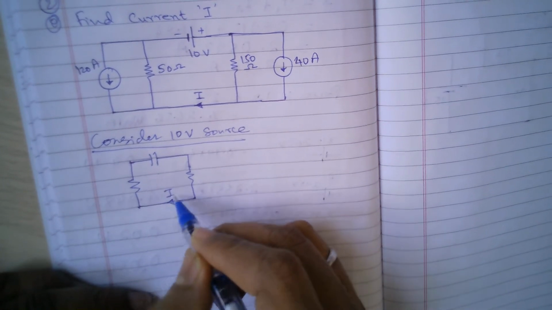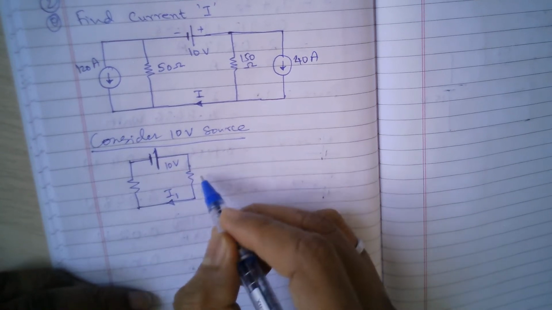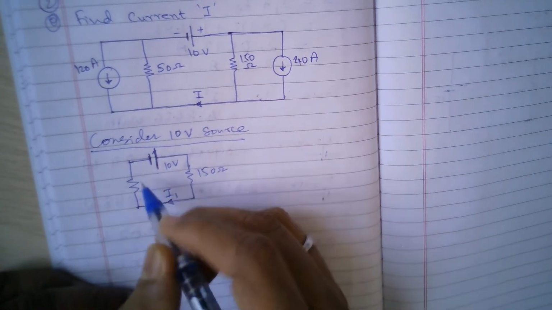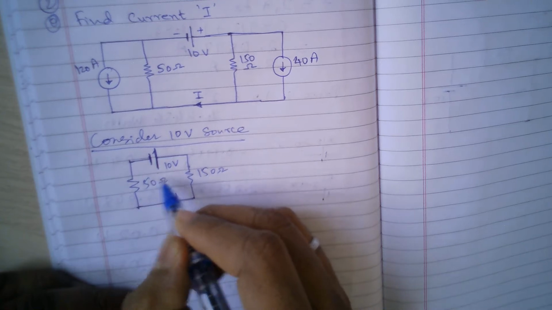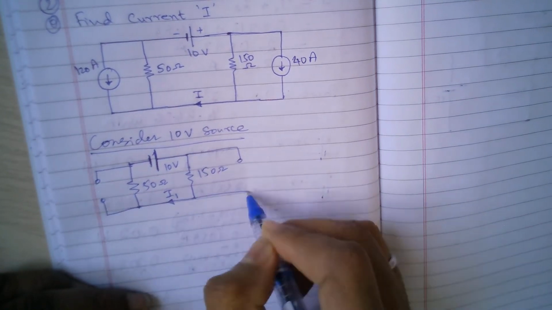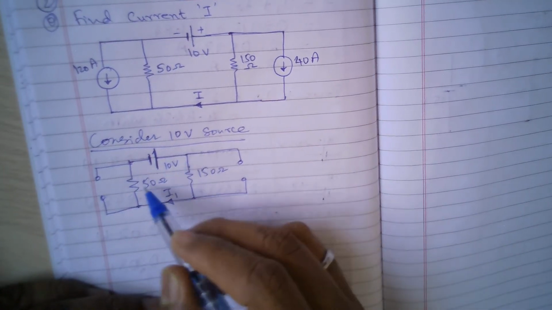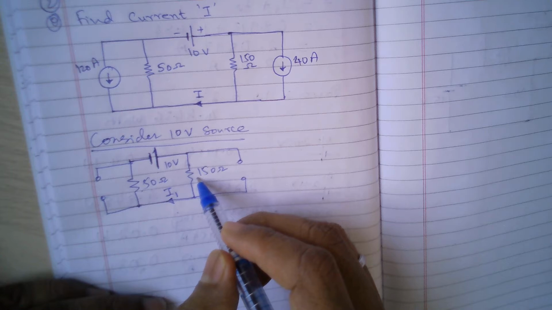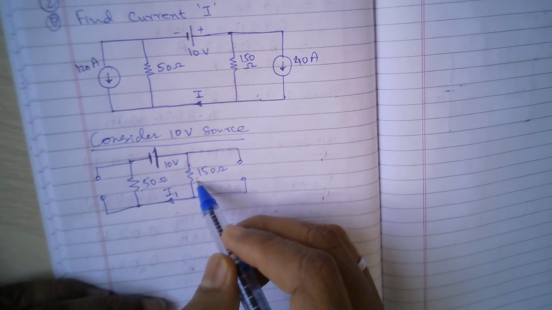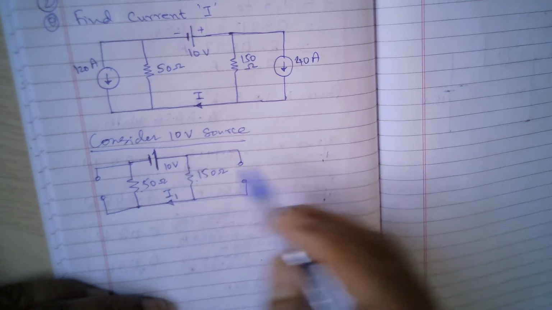So this is your I1, and this is 10 volt, this is 150 ohms, and this is 50 ohms. The other two sides are open circuited, so they don't count. So only this circuit we have. These 50 and 150 will be in series, so total resistance is 200 ohms and total voltage is 10 volts.